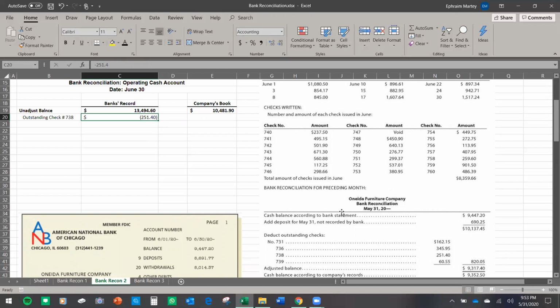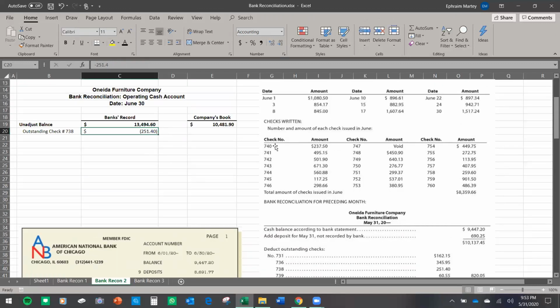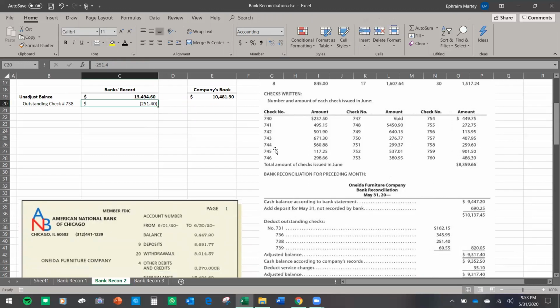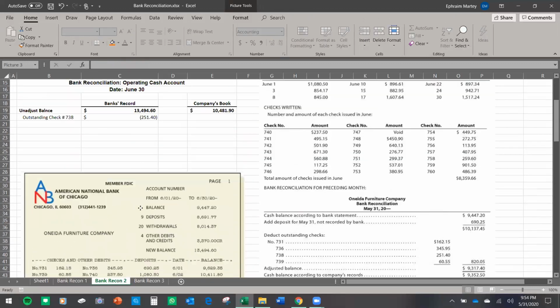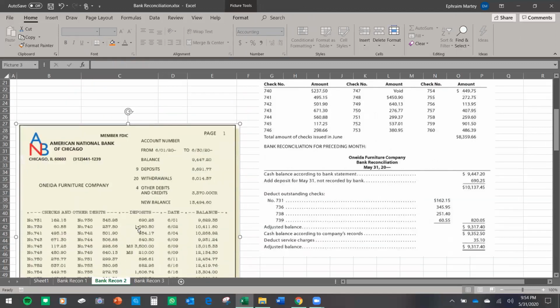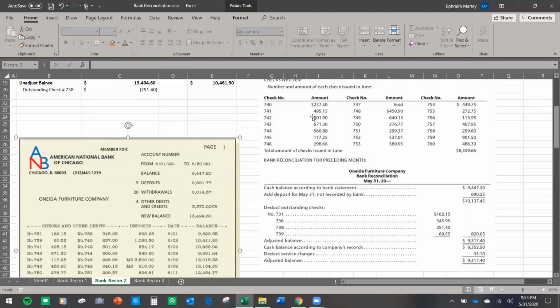Now let's check number 740. Let's see if it's recognized in the bank account. Okay, so 740. Let's look for 740. It's right here. Let's move this here. Okay, so check number 740. 237.50. 237.50. Yep. So you're done with that one. Okay, it's there.